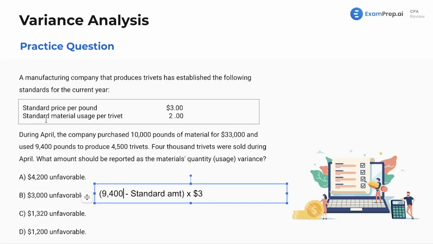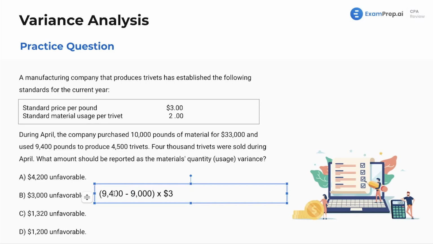What is the standard usage? Standard material usage per trivet is, what is a trivet? I don't know, man. I don't know what a trivet is, but they mentioned it over and over. No worries. It does not matter. If anyone knows, send me an email. I'm very curious. All right. So 2 pounds of material per trivet, and we are making 4,500. 4,500 times 2 gives us 9,000 pounds of standard.